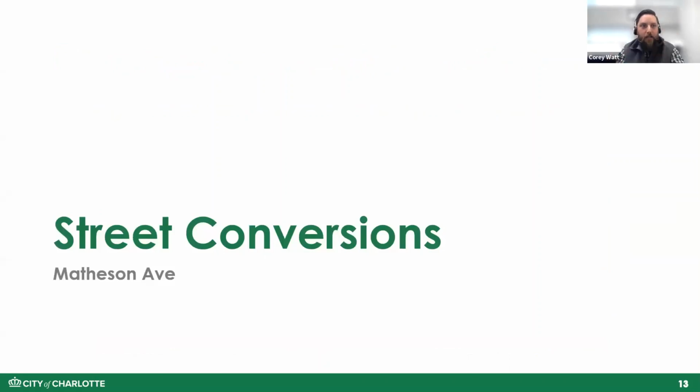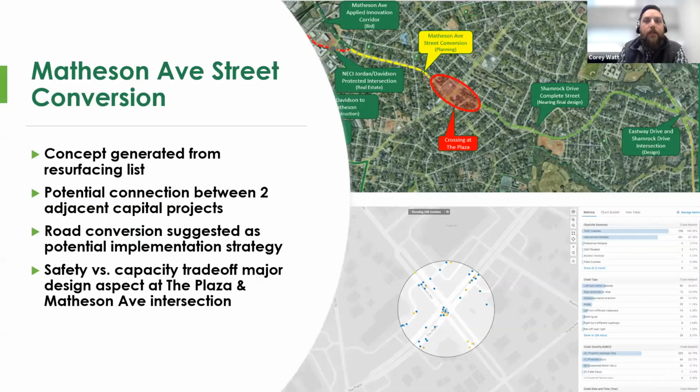So the next project that I've got here is an example of a street conversion that we've recently kicked off. This is on Matheson Avenue here in the city. To set the scene for you, this is the Shamrock Drive, Eastway Drive intersection that I just talked about. We have a complete street project on Shamrock Drive that's going to be a major east-west connection for cyclists and pedestrians, as well as vehicles.